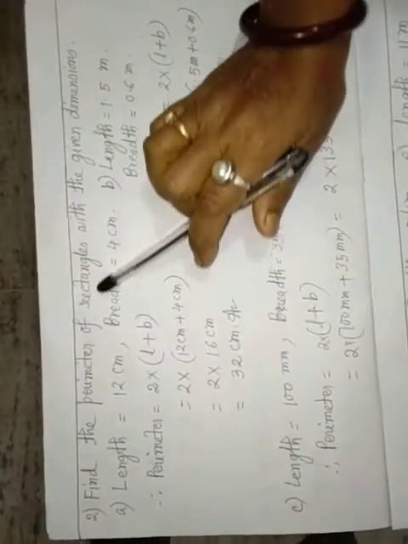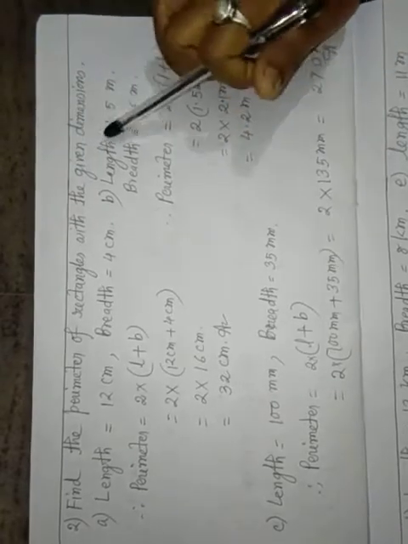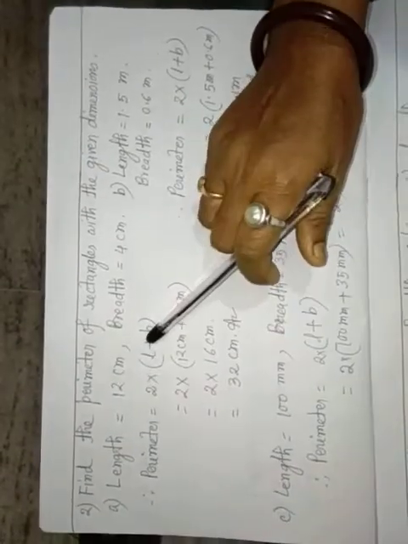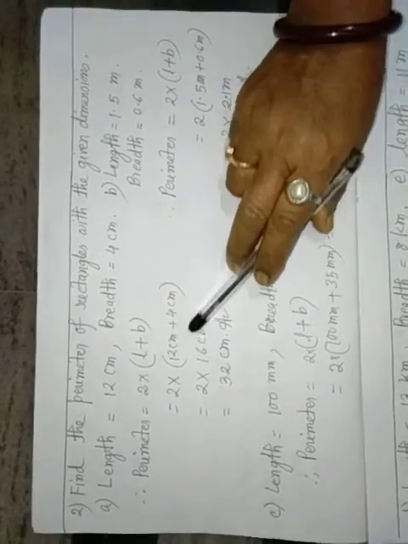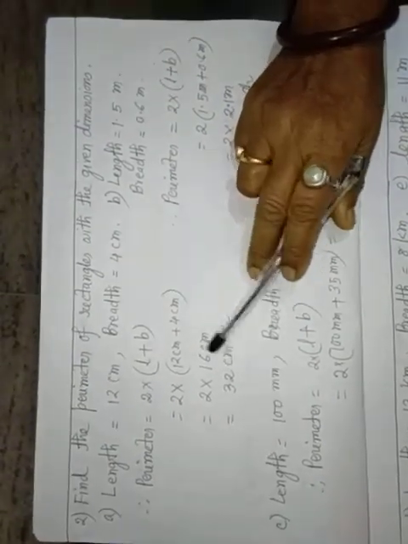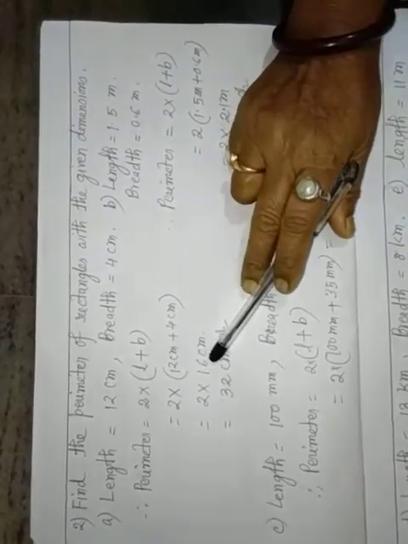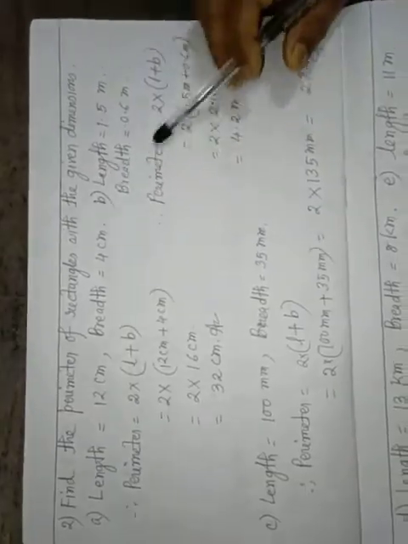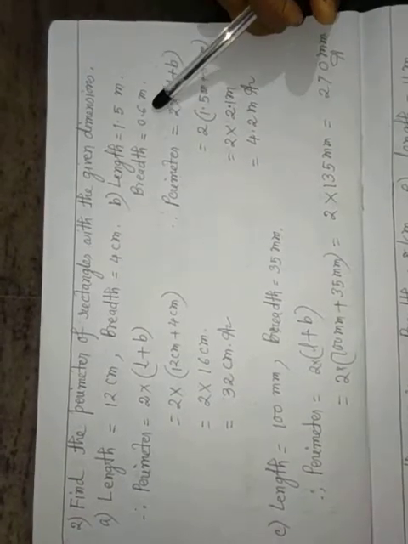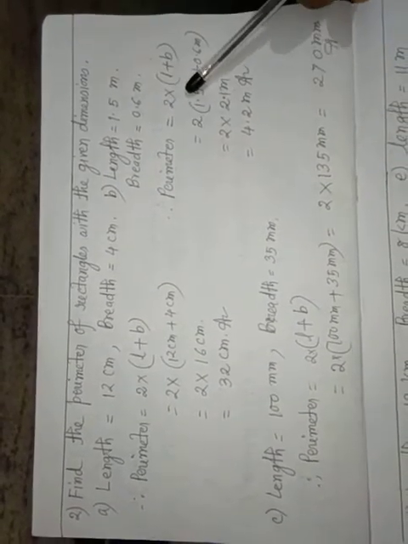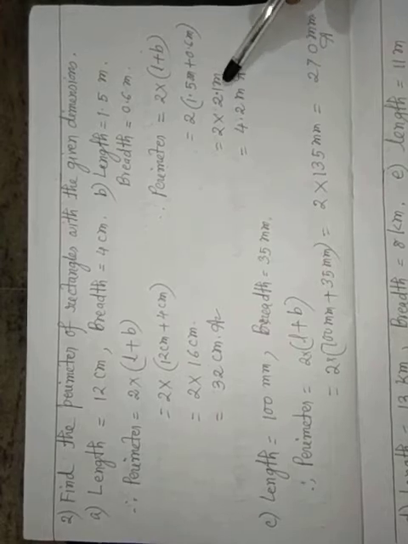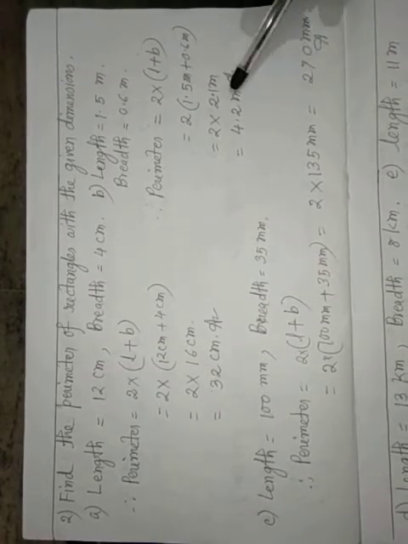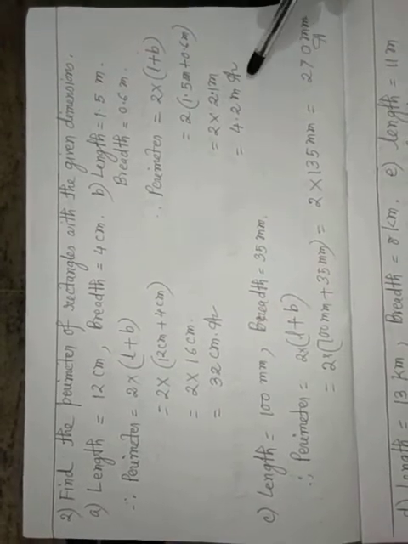Number 2, find the perimeter of rectangles with the given dimensions. Length 12 centimeter, breadth 4 centimeter. This is perimeter equal to 2 into length plus breadth, 2 into 12 centimeter plus 4 centimeter, 2 into 16 centimeter, 32 centimeter. Okay. B, length 1.5 meter, breadth 0.6 meter. Perimeter equal to 2 into 1.5 meter plus 0.6 meter, that is 2 into 2.1 meter, 4.2 meter.